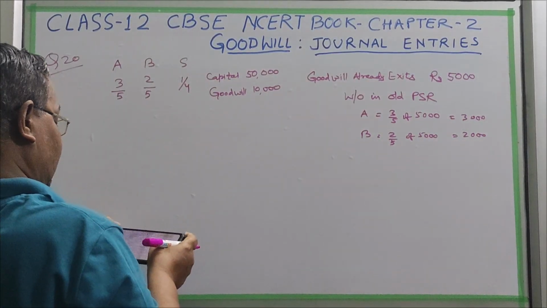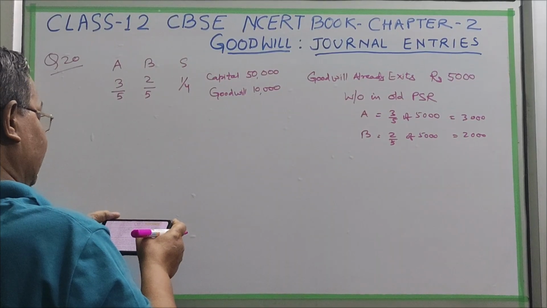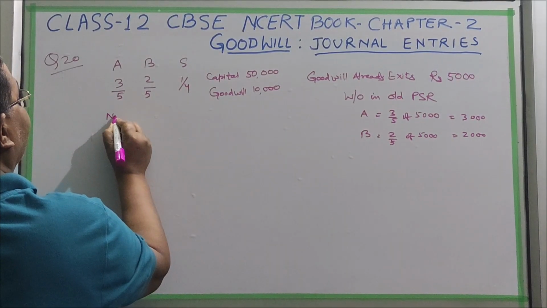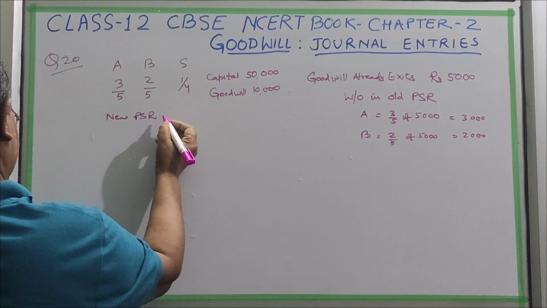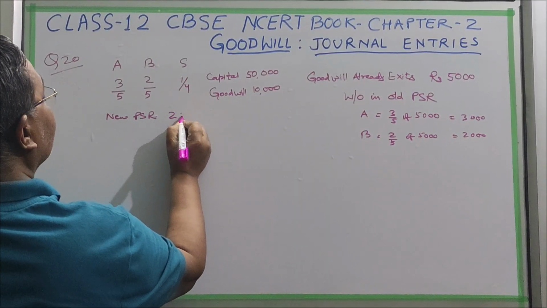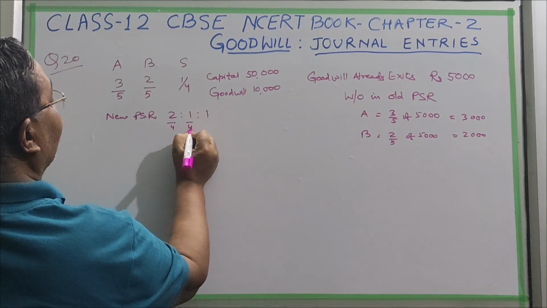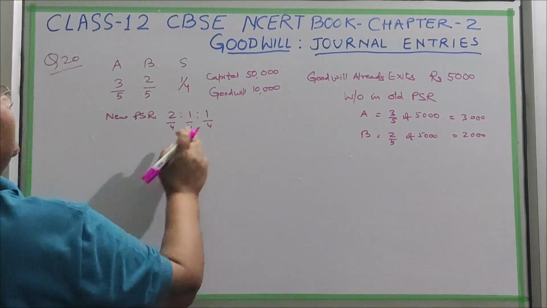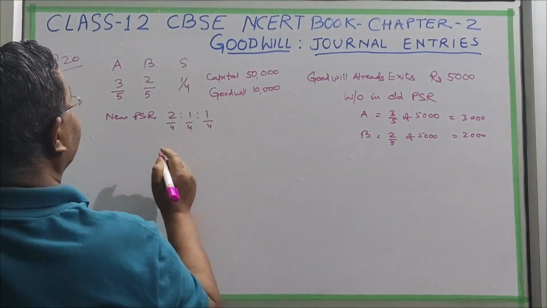Okay. So 5,000. The new profit sharing ratio between Aarti, Bharti and Sarthi, the new PSR they have given, is 2:1:1, meaning 2/4, 1/4 and 1/4. Now to divide this 10,000 you need the sacrifice ratio.